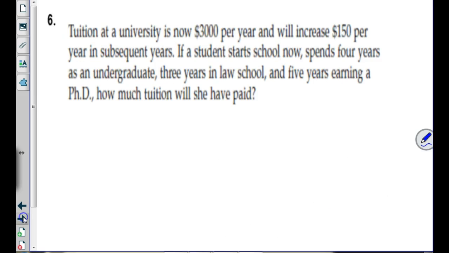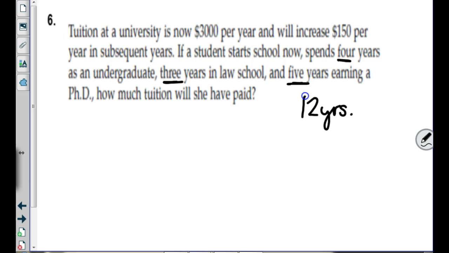Number 6. Tuition at a university is now $3,000 per year. So that's current according to them. And maybe it's Rock Valley. I don't know. Even Rock Valley, you can't take a full load. All right. Will increase $150 a year in subsequent years. If a student starts school now, spends 4 years as an undergraduate, 3 years in law school, and 5 years earning a PhD, how much tuition will she have paid? So 4 years, 3 more is 7, and 5 more is 12 years of school.